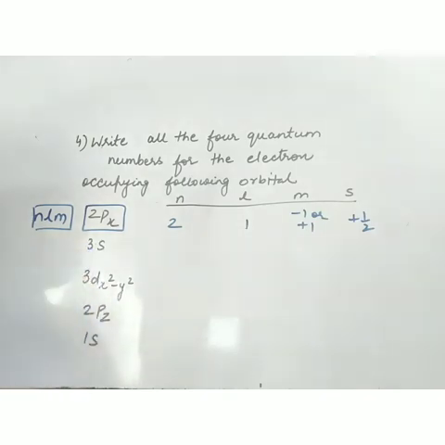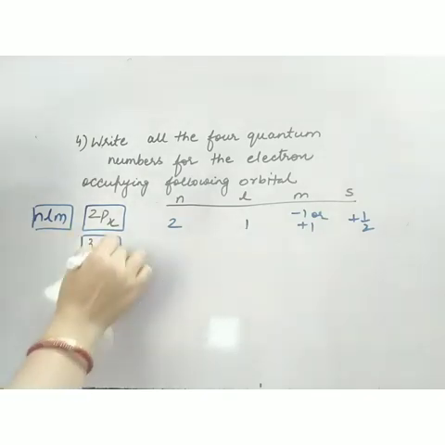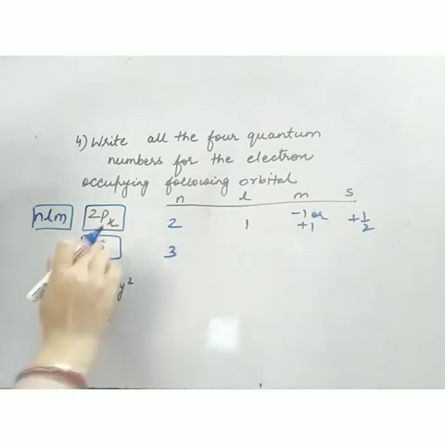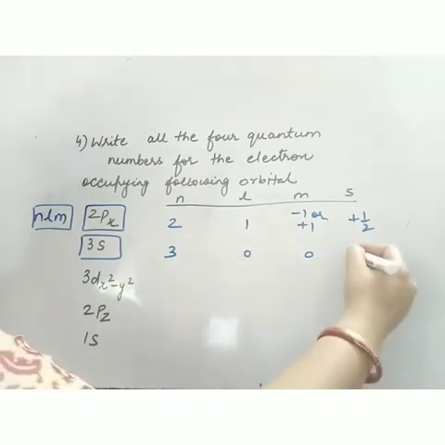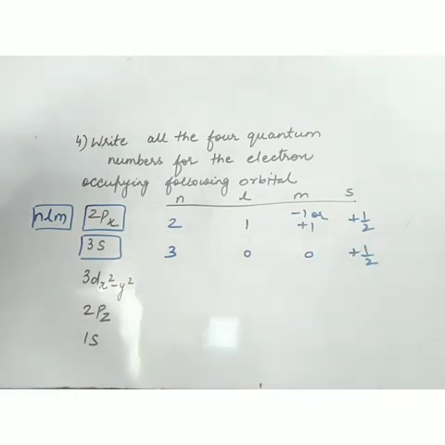The second is 3s. Now the first is 3. Now s means L is 0. Now if L is 0, m can have only 0 value. And spin quantum number can be plus half or minus half.